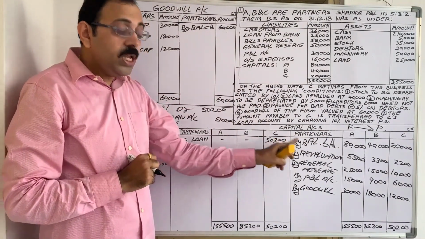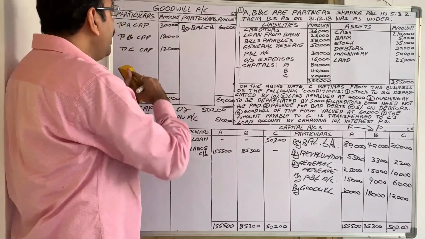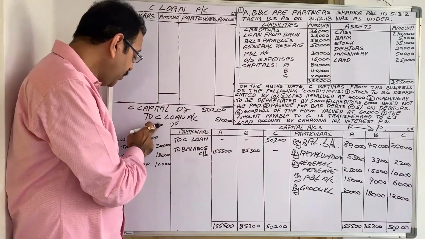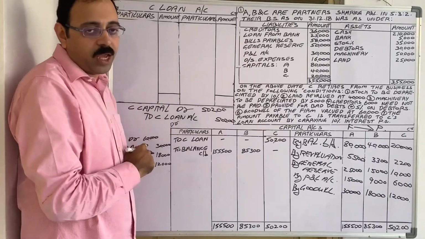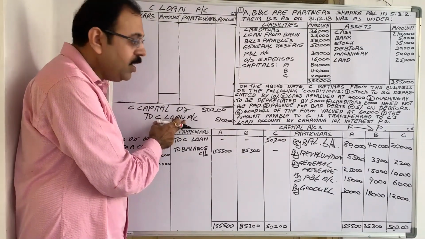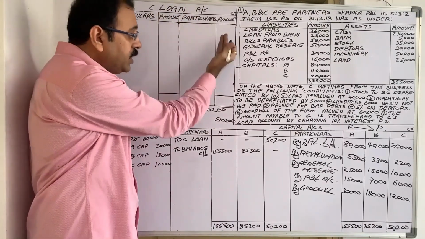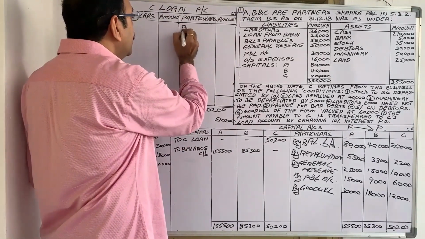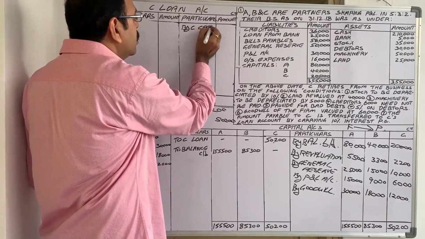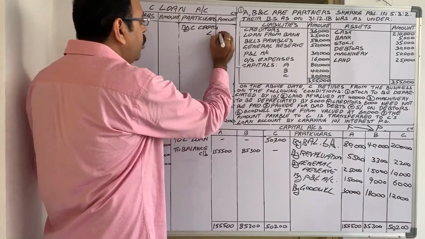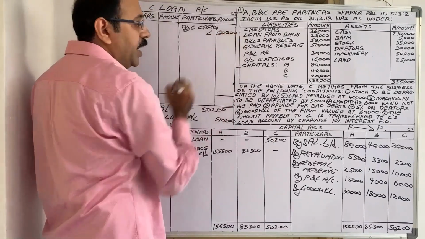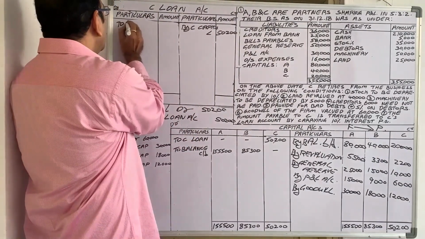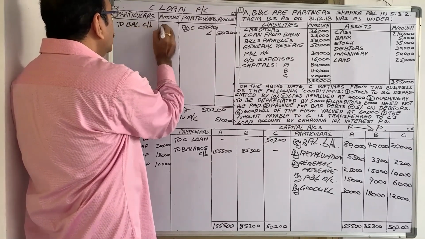Then next come to the C loan account. After the goodwill account you have to prepare the C loan account. Related to the loan account, this is the entry now: C capital account debit to C loan account. Since the C loan account is credited, in the C loan account on the credit side we have to post this entry. Which account did we debit? C capital. So write down by C capital account, amount is 50,200. So the C loan account is showing a credit balance. On the debit side, balance carried down, the same amount.